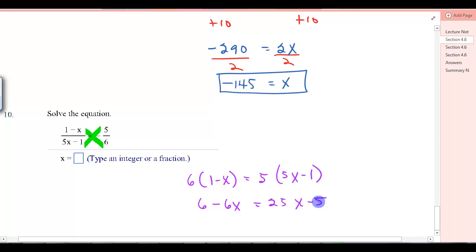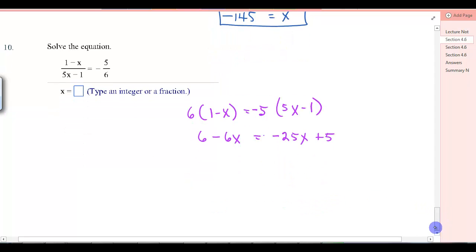Hold on. When I did my little green arrows, I marked out where I couldn't see that that's a negative. So we'll just say that's a negative there. Sorry, that's my problem. Negative 25x plus 5.